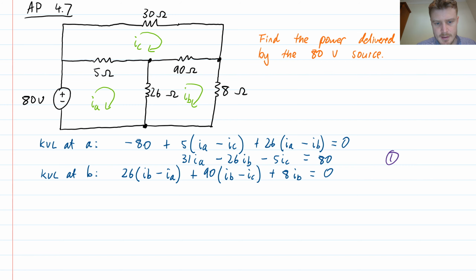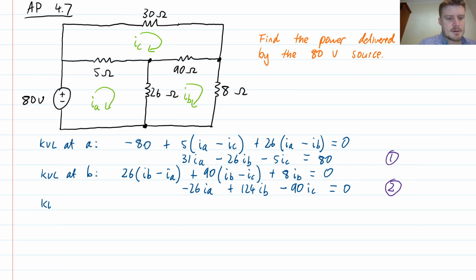We can simplify this expression a little bit. So I will have minus 26 times IA. My IBs will give me, I'm just going to quickly calculate, 26 plus 90 and 8, which gives me 124 times IB, and then minus 90 IC, and that is equal to 0. And that will be equation number 2.